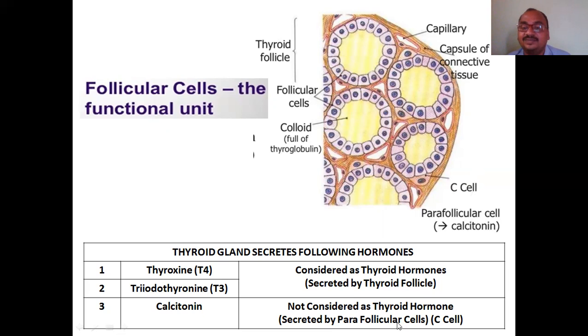It is secreted by the parafollicular cells. Parafollicular cells are also called C cells. Calcitonin.